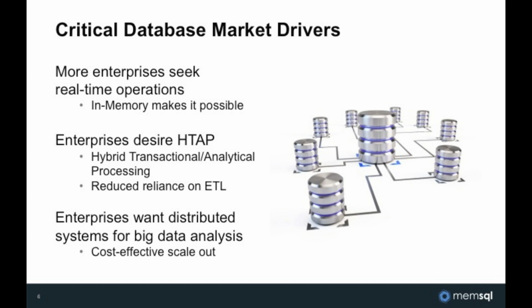A second big market driver is HTAP, which stands for Hybrid Transactional and Analytical Processing. This is a term coined by Gartner. You can download the paper actually on our website. Basically this means companies are looking to do transactions and analytics as part of the same workflow. And the third big market driver that we see is enterprises are constantly looking for ways to reduce cost by scaling out across nodes, which is a feature that MemSQL delivers.